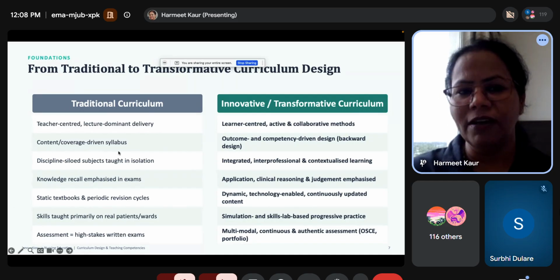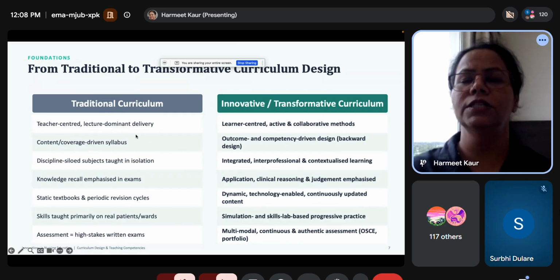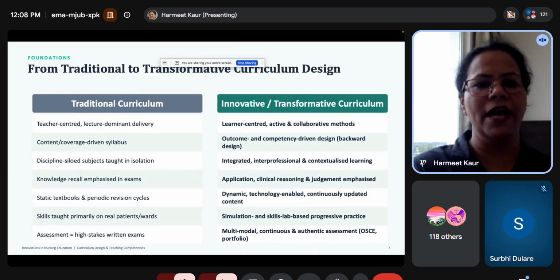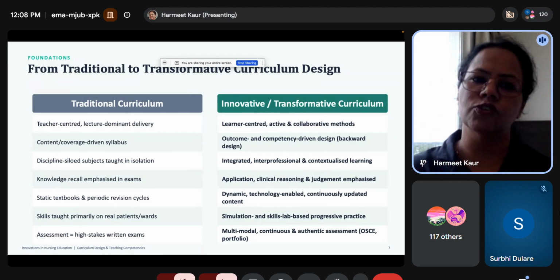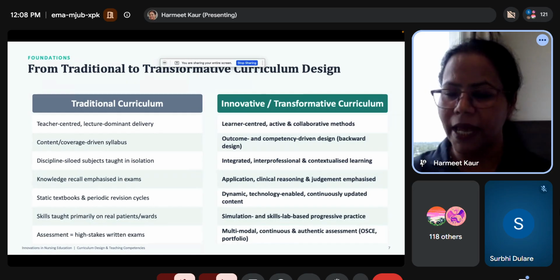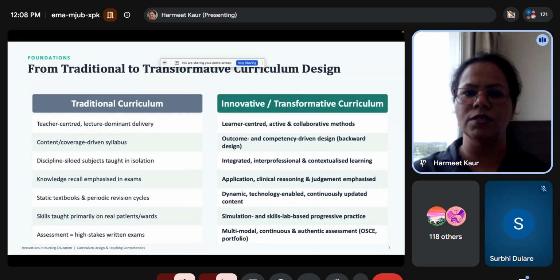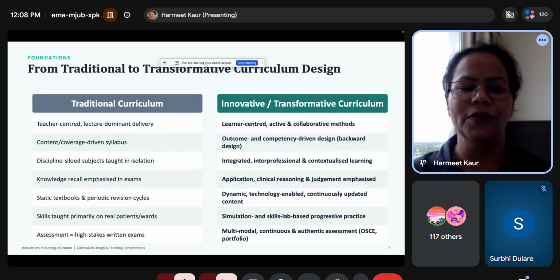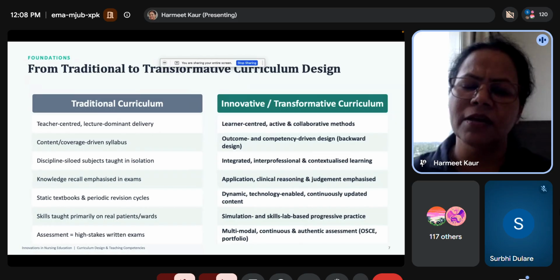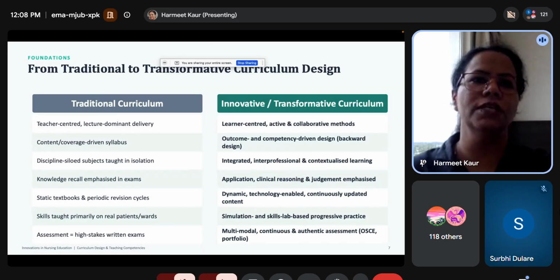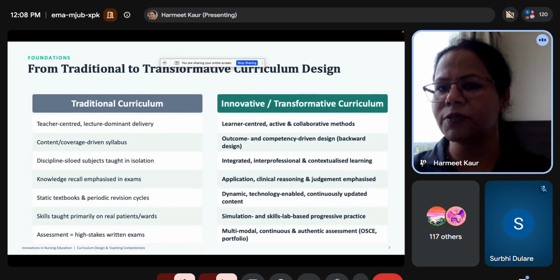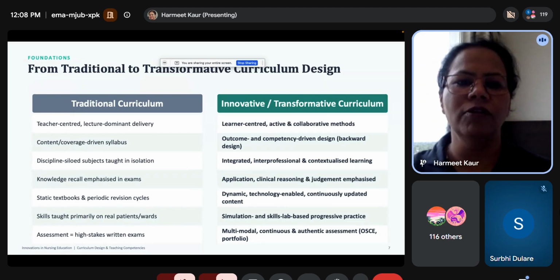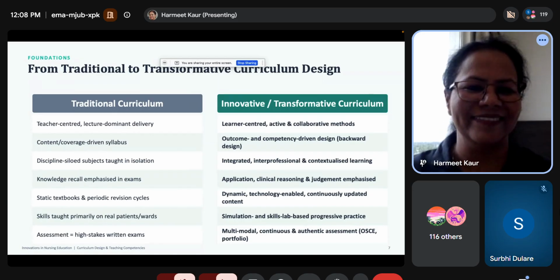Now, you see, whenever we are talking about traditional curriculum, it is always lecture centered. The teacher just sees that this is the topic which I have to prepare, and mostly when they go into the class, they just deliver the lecture. That is lecture dominant delivery, where the lecturer is speaking and students are just passively sitting and listening. And there is a content coverage driven syllabus. We see that these are the 20 topics given to me, I have to complete these 20 topics in these many hours, and if I have covered the syllabus, it means my work is done, right?